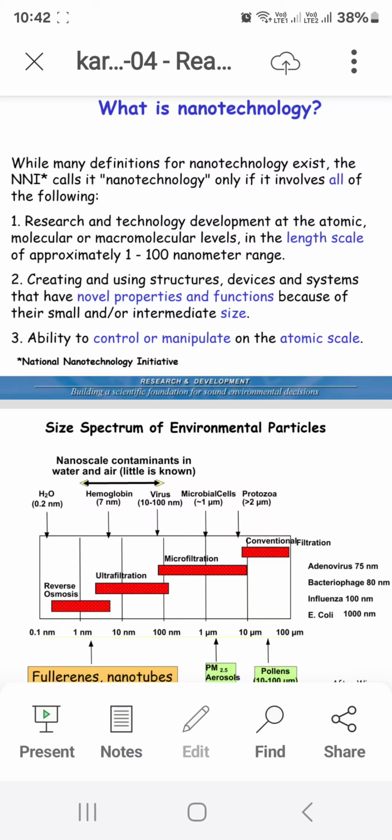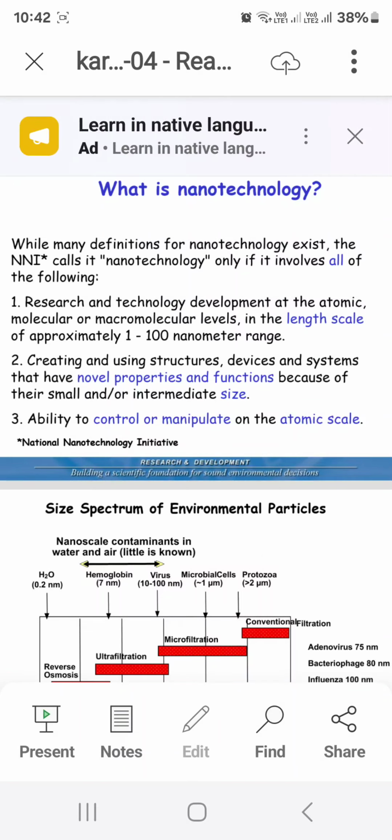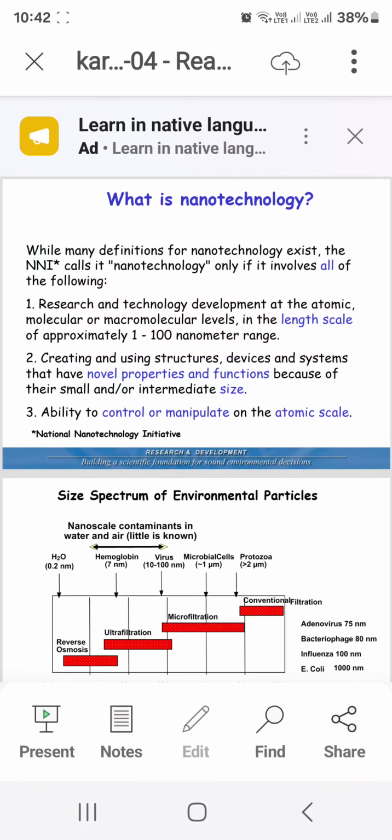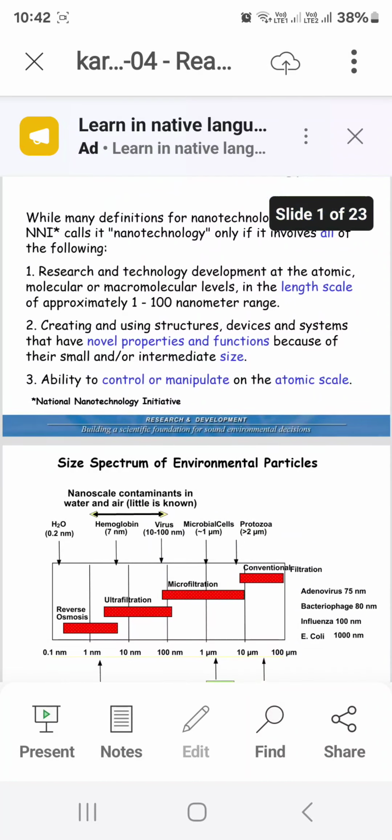What exactly is nanotechnology? The word nano comes from the Greek word that means dwarf. Nanotechnology involves research and technology development at the atomic, molecular, or macromolecular levels, in the length scale of 1 to 100 nanometer range, creating and using structures, devices, and systems that have novel properties and functions because of their small and intermediate size, and the ability to control or manipulate on the atomic scale.